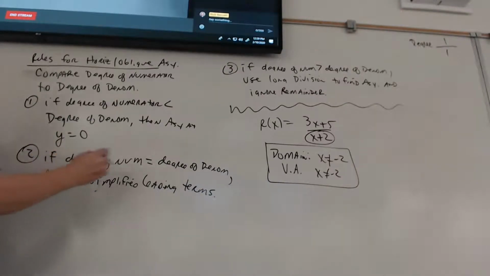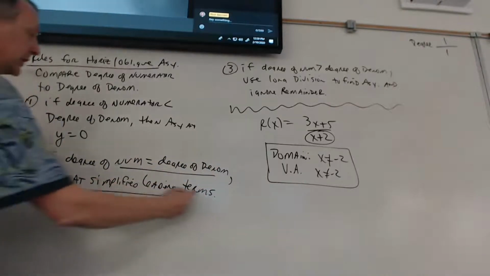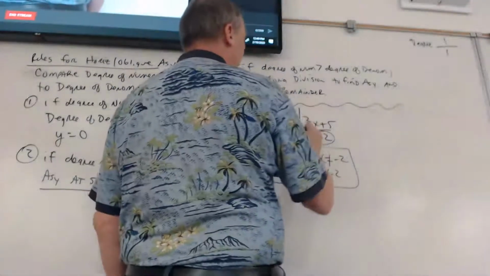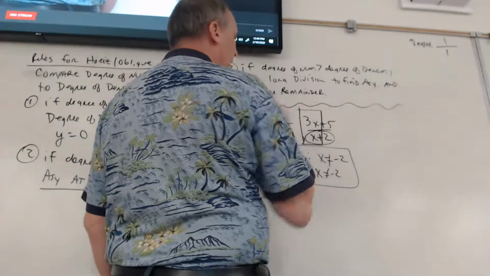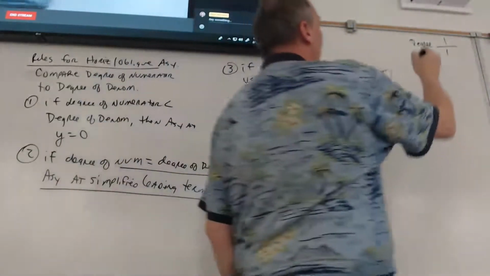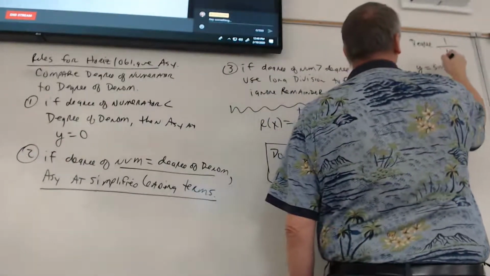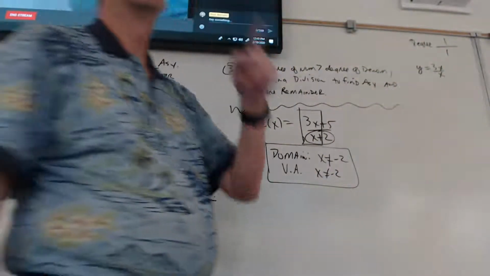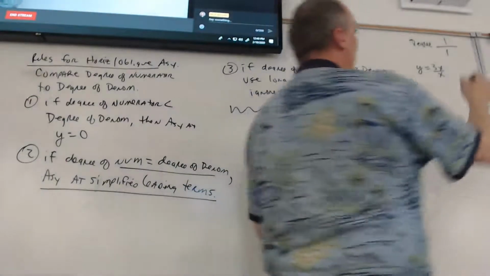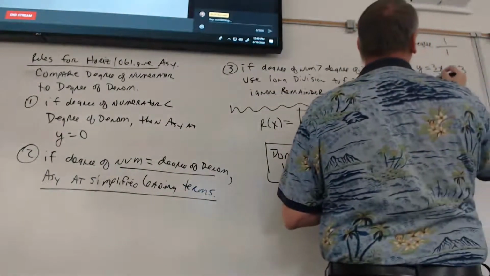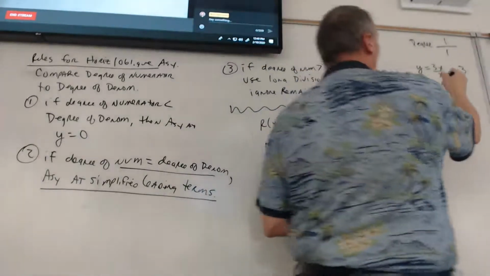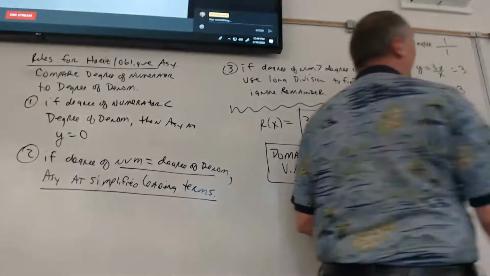So we've got the second rule, the degree of the numerator equals the degree of the denominator. So the asymptote is at the simplified leading terms. And so all I'm going to do in this case is look at the leading terms, which is y equals 3x divided by x. And that simplifies to 3. So you've got an asymptote, a vertical asymptote at y equals 3, or y cannot equal 3.